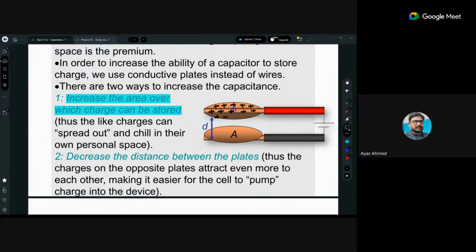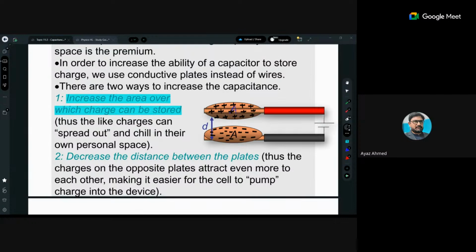If you want to grow more plants, you have to increase the area of the soil, the area of the field, isn't it? Yes, sir. Equal and opposite charges would be accumulated on the other plate. So simply speaking, if you have more positives, you will have more negatives. And how to get more positive? If you have more area, you will get more positive. Is this clear to you? Yes, sir. Oh, very good.